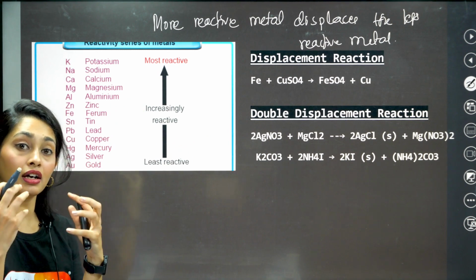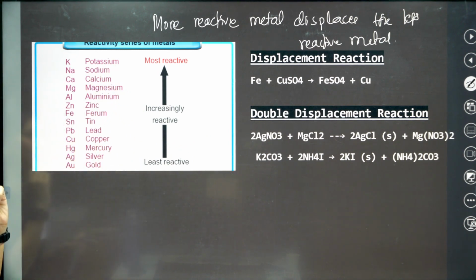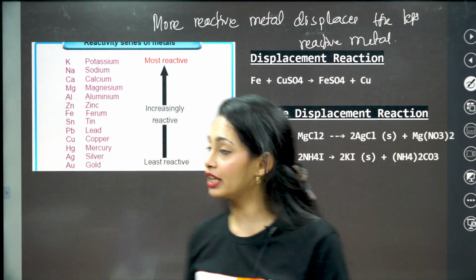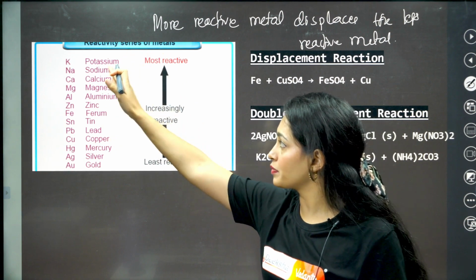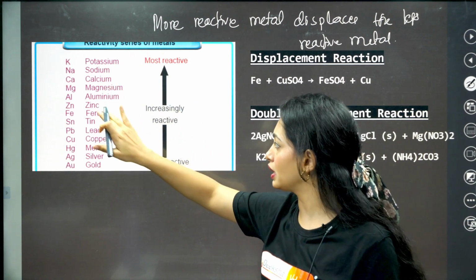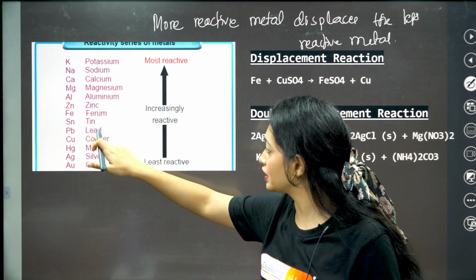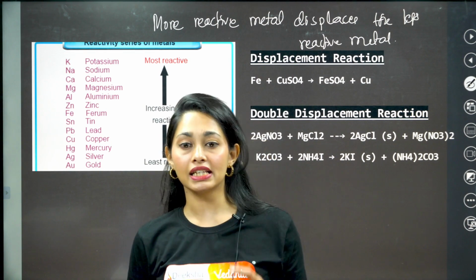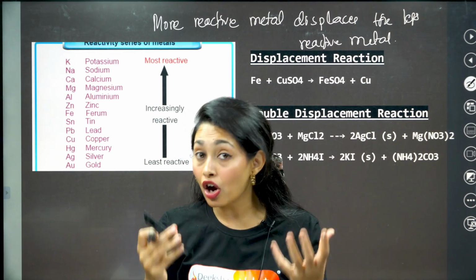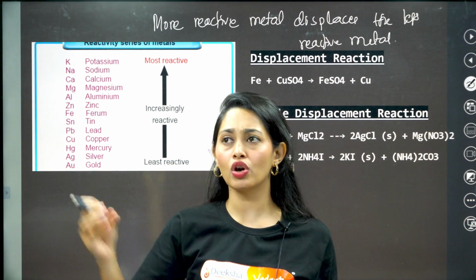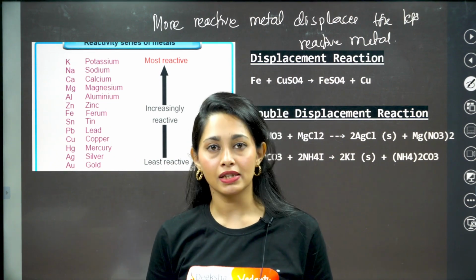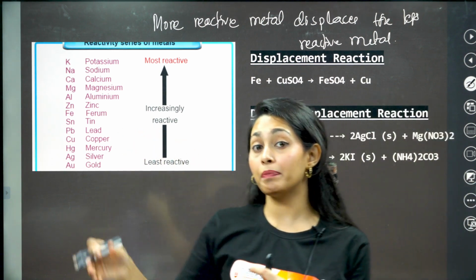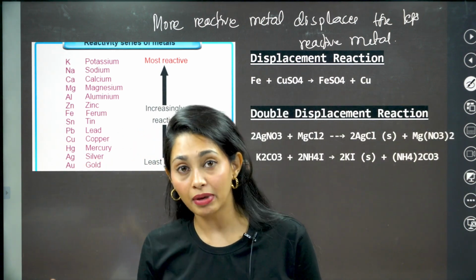How do we know the reactivity? This is the reactivity series. It is an arrangement of metals in the order of their reactivity. Potassium is the most reactive one. Then comes sodium, calcium, magnesium, aluminium, zinc, ferrum, that is iron. Next we have tin, lead, copper, mercury, silver, gold. Last comes platinum. These metals are arranged in the order of their reactivity, how they react with water, oxygen, and other chemical compounds. Whichever metal is placed above in the reactivity series can displace the metal that is placed below in the reactivity series.